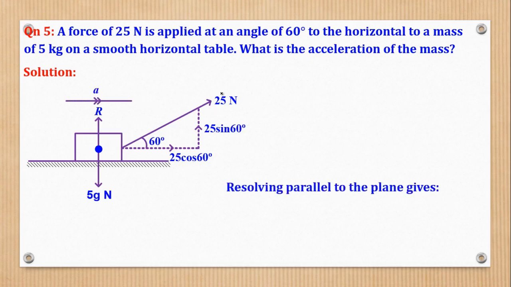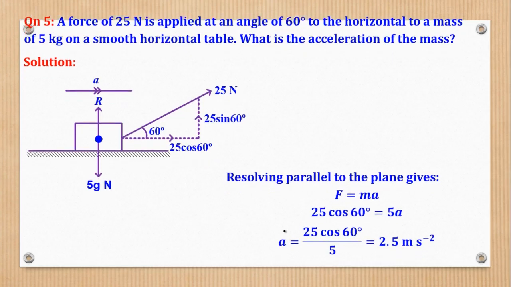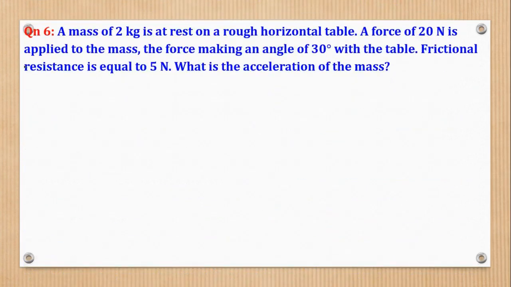Now this, we don't use this. We shall use this horizontal component. So F equal to ma will be 25 cos 60 equal to 5a. Then make a the subject. That was the smooth surface. What if it was rough?